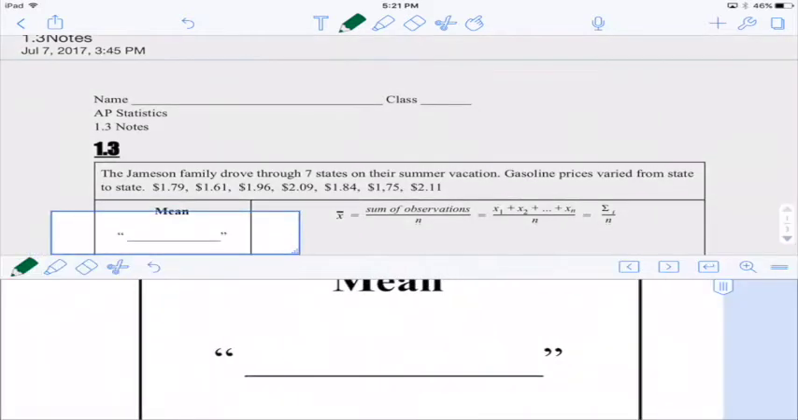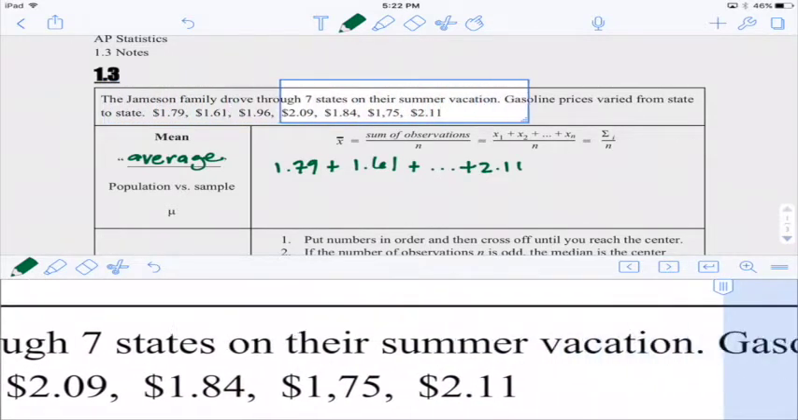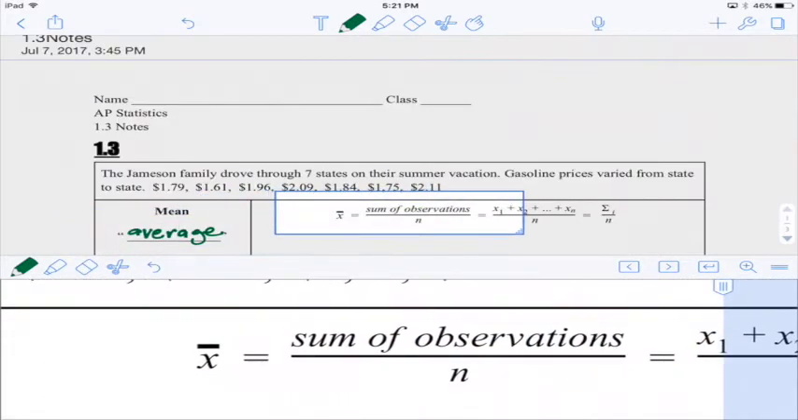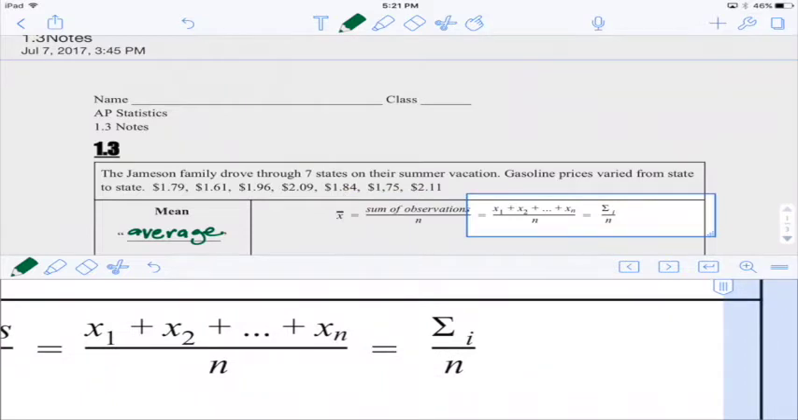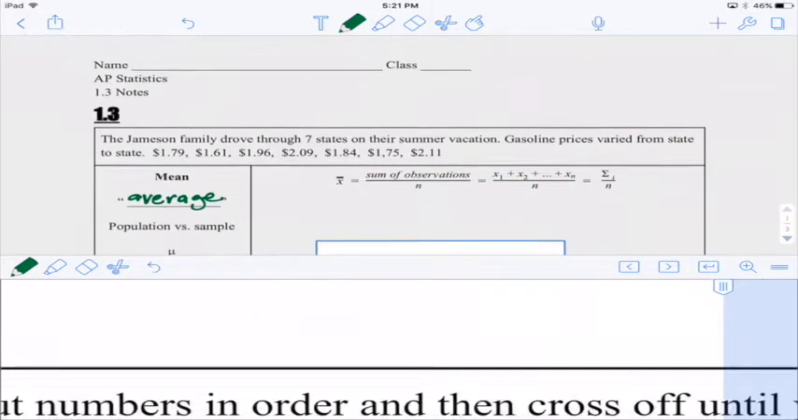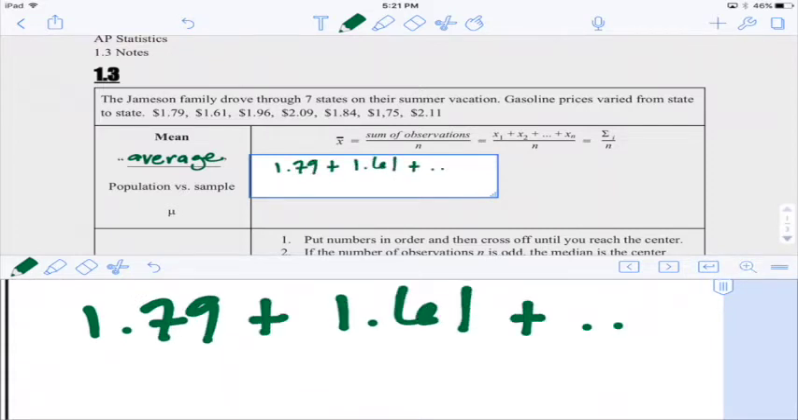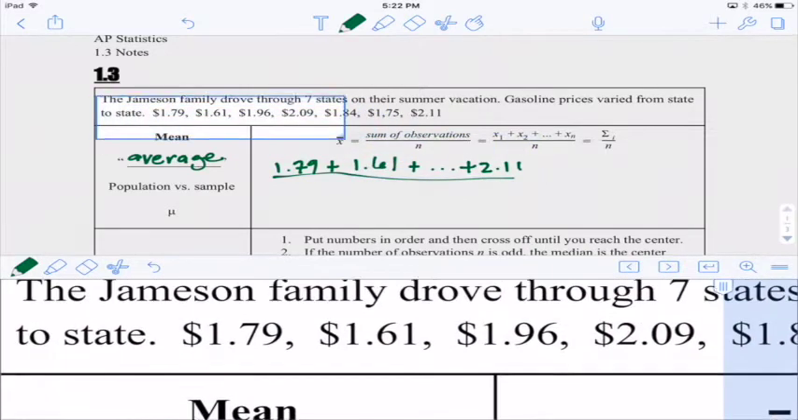You know, another word for mean is average. The Jameson family drove through 7 states on their summer vacation. Gas prices varied from state to state. So what we're going to do is add them all up and divide by how many you have. That's what this means, sum of x sub i. So 1.79 plus 1.61 plus 2.11. So 7 states.